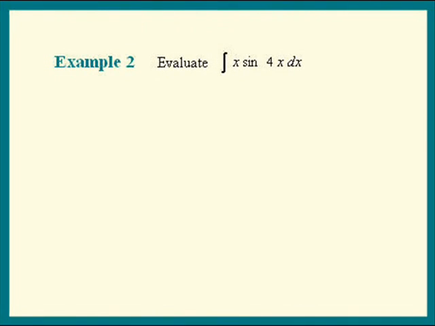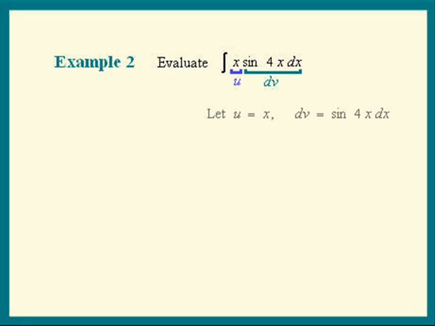Let's take a look at the integral of x times sine 4x dx. Use the tip. Pick dv to be the hardest part we know how to integrate. So would you pick x dx or would you pick sine 4x dx? I think you all know we're going to pick sine 4x dx to be our dv. That means the leftover part, x, is our u.